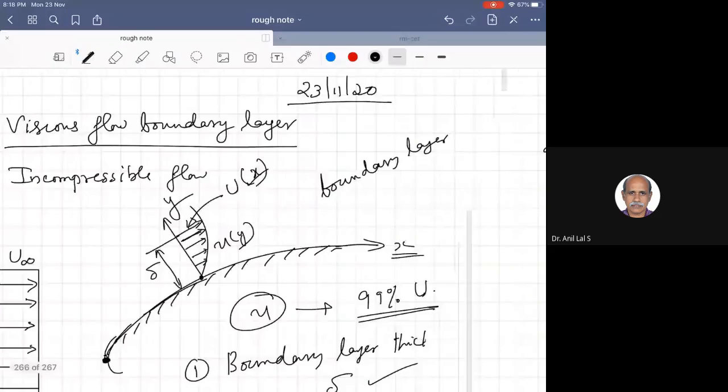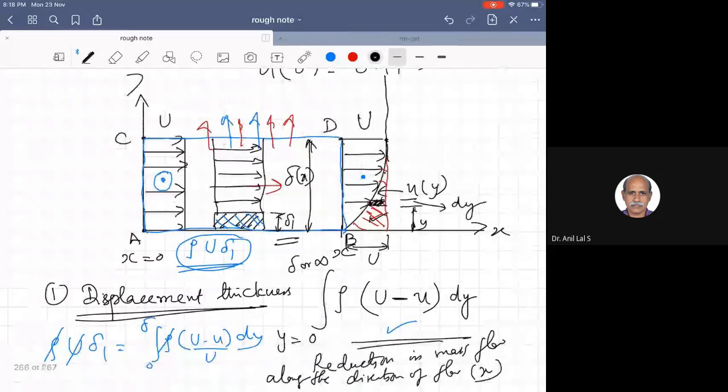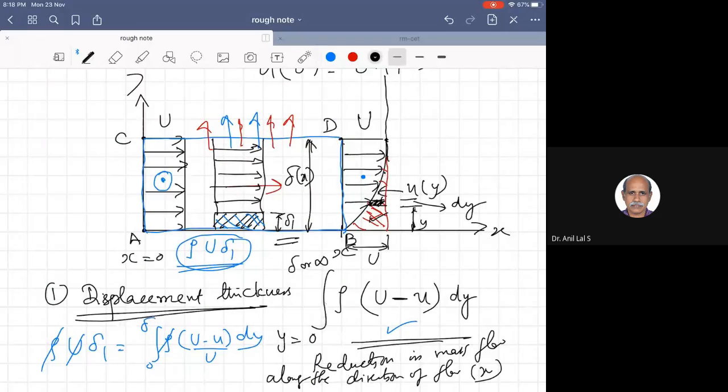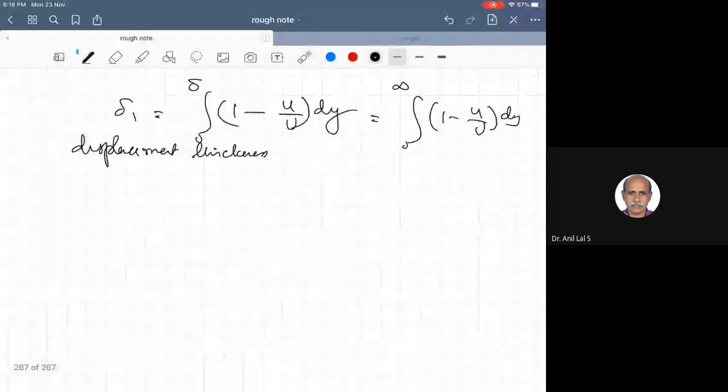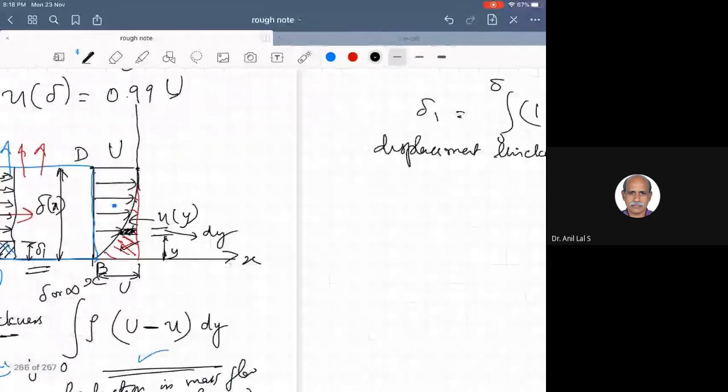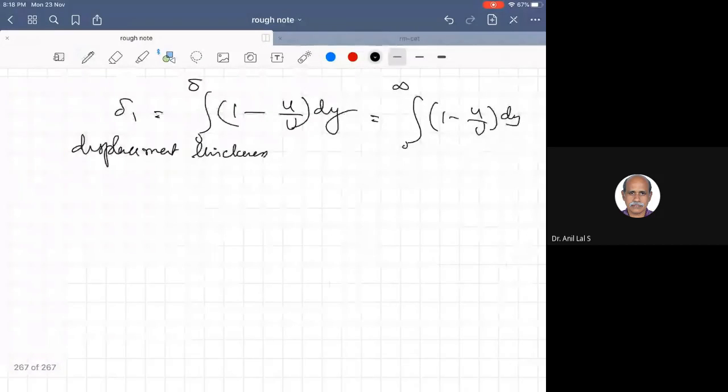Because of the loss of mass flow rate, you can also calculate the loss of rate of momentum, the rate of momentum transfer. So again, you consider this control volume ABCD. Let us consider the same control volume ABCD.